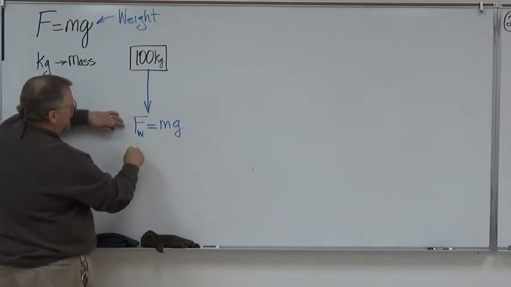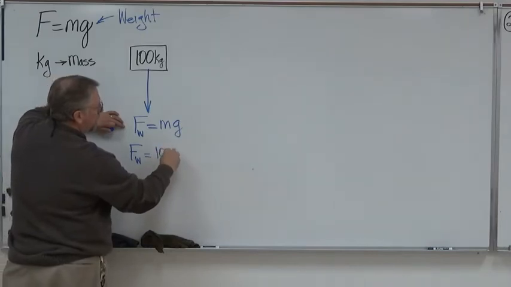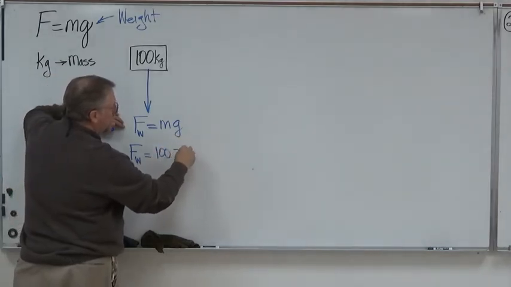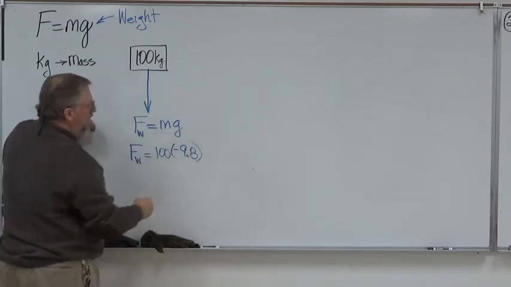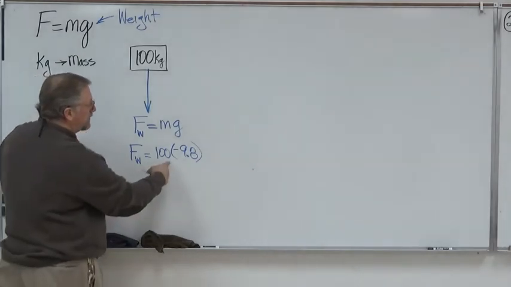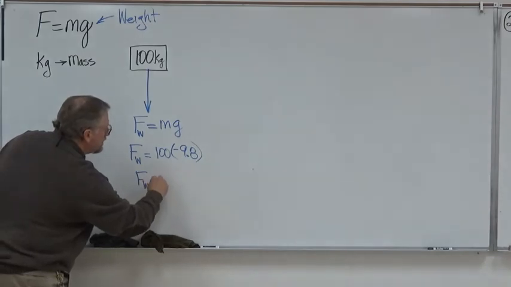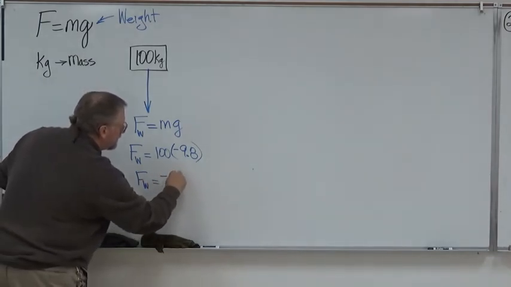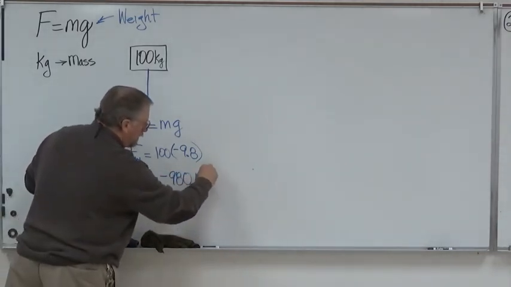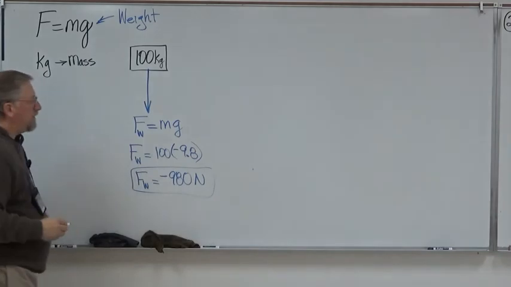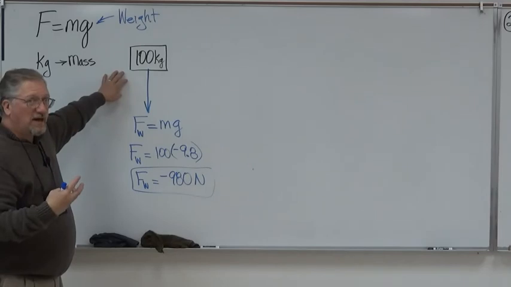So let's calculate the weight of this thing. The weight of that box is going to be the mass, 100, times gravity, which is negative 9.8. I'm going to put that in parentheses so we don't think it's 100 minus 9.8. It's 100 times negative 9.8. And that, of course, is going to be negative 980. And what's the units for force? Newtons, right? 980 newtons.